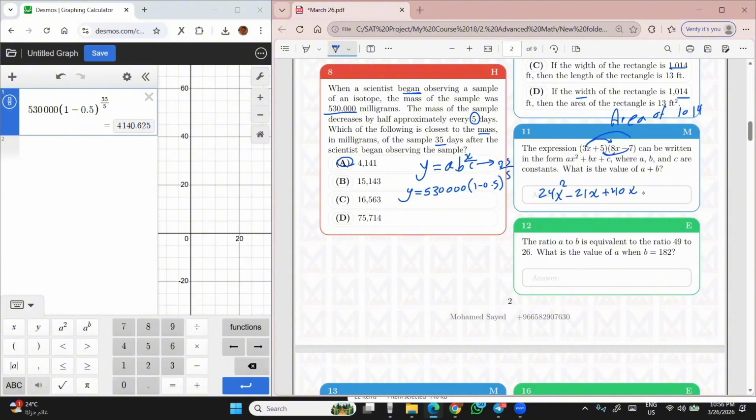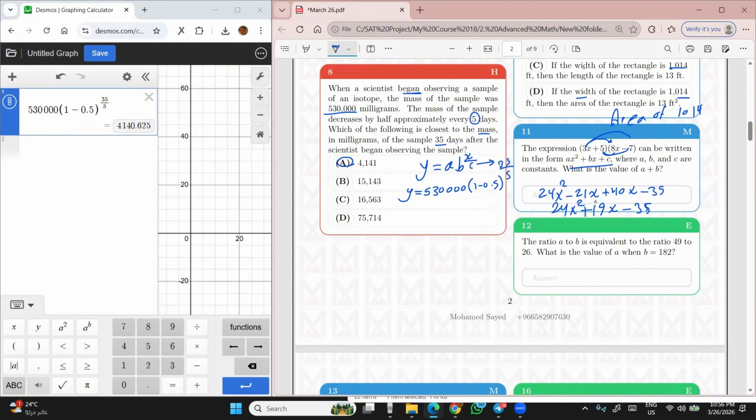And then 5 times negative 7 is equal to negative 35. We need to modify this by combining these two numbers together. We have 24x squared, and then negative 21 plus 40 is equal to what? Is equal to positive 19x. And then we have negative 35. Just now compare this by this.